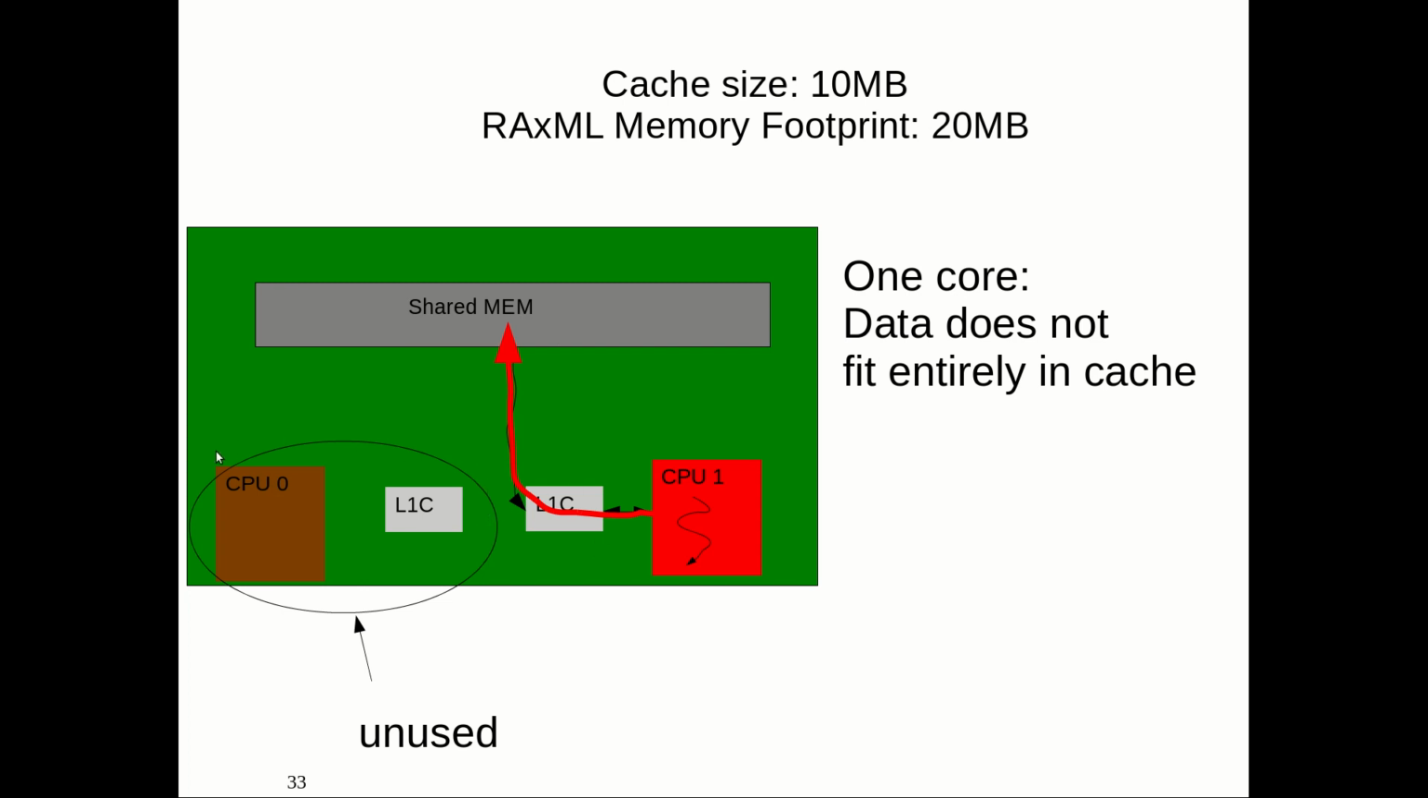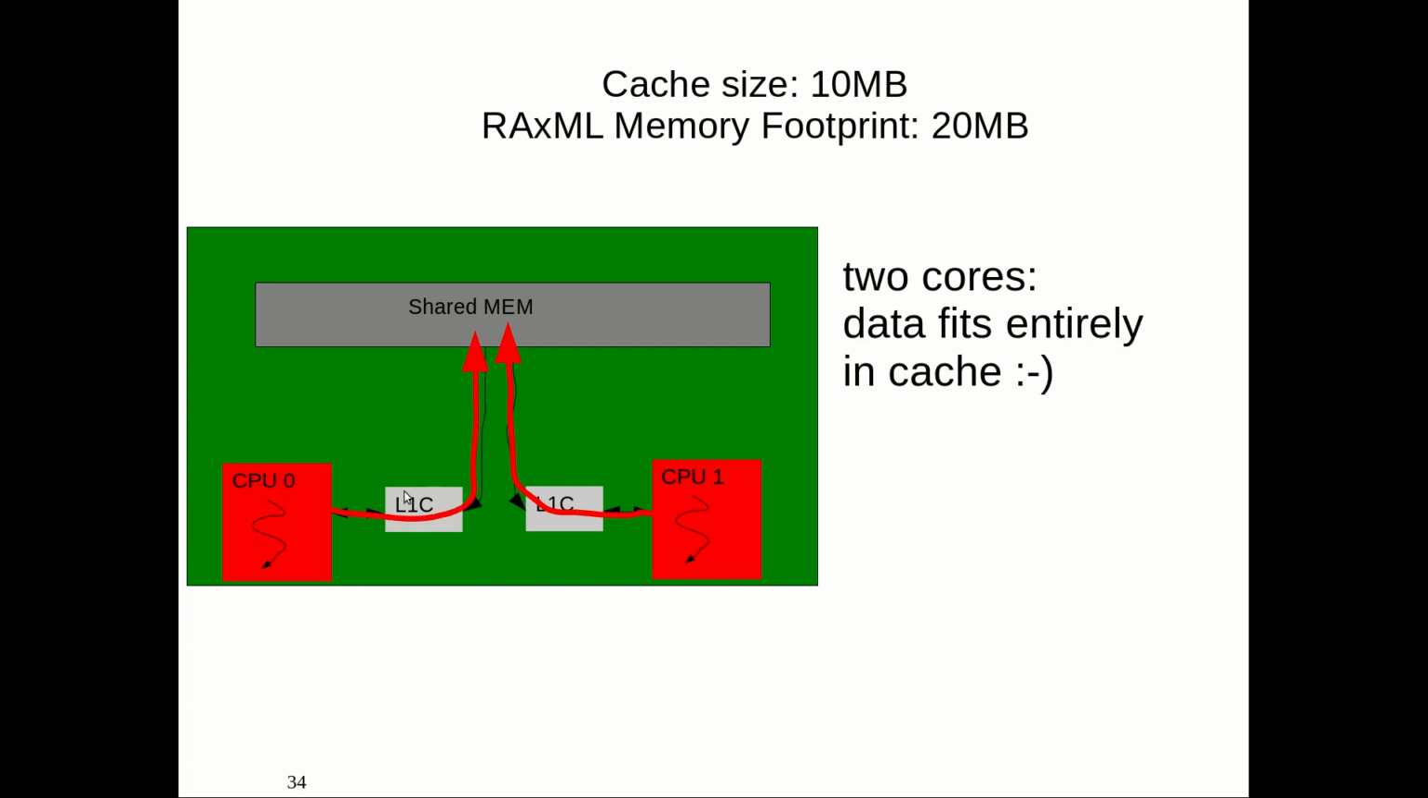But we're not using the additional core, and more importantly for this example, the additional memory capacity offered by the other level 1 cache. So now if we're using 2 cores, all of a sudden we have not only doubled our computing capacity, but also our cache memory capacity. So if we're using 2 cores on a run that requires 20 megabytes and each core has 10 megabytes of capacity, then 10 megabytes will entirely fit into this cache here, and the other 10 megabytes will fit entirely into this cache here.